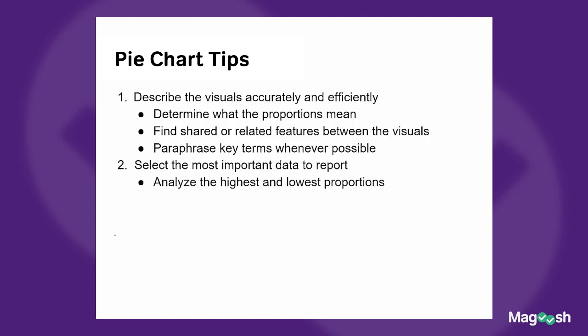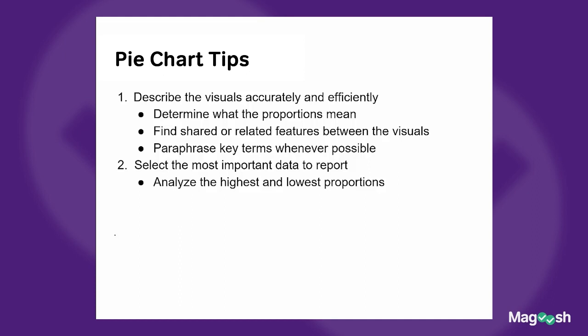So when you're selecting the most important data, one thing you should do is absolutely analyze the highest and lowest proportion of things. Okay, so sometimes you can consolidate maybe the two highest categories, the two lowest categories. Maybe they share something in common.